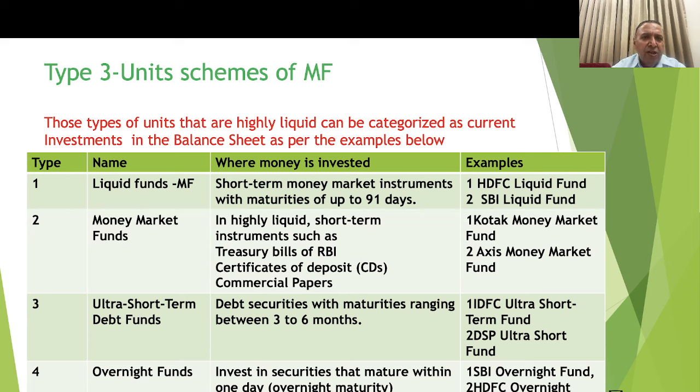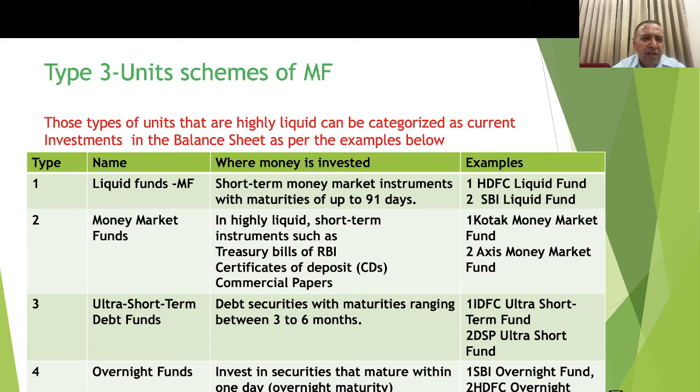Units basically of the MF, mutual funds. These types of units are highly liquid and can be categorized as current investment in the balance sheet as per the examples below. For example, liquid funds MF, these are short-term money market instruments with maturity up to 91 days. In the Indian context, examples are HDFC liquid fund and SBI liquid fund.